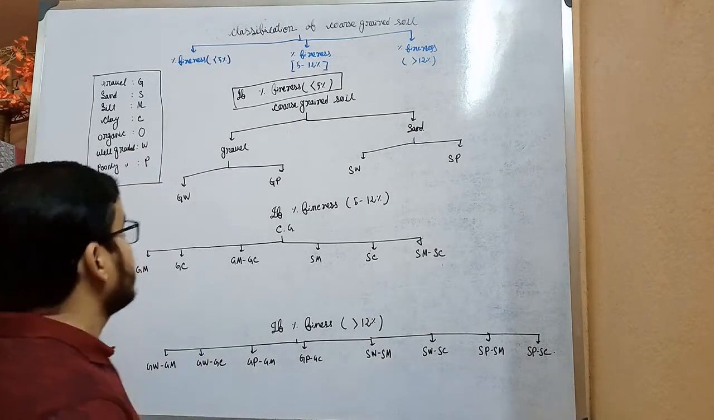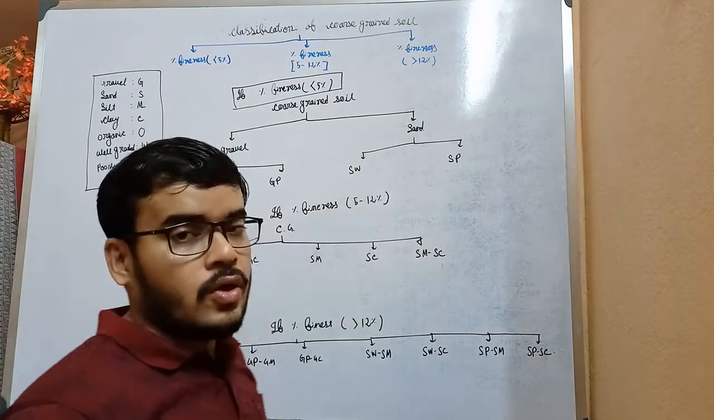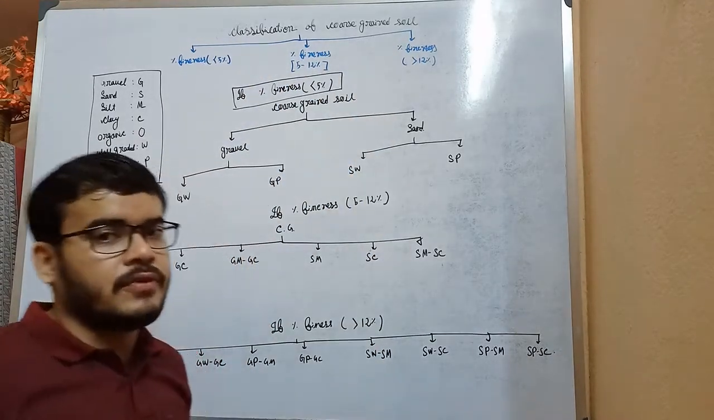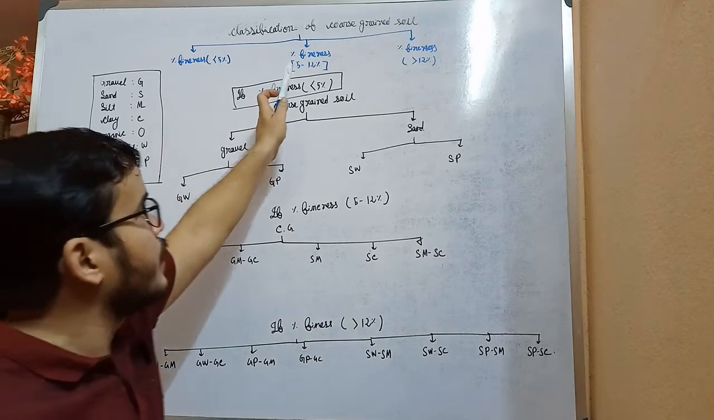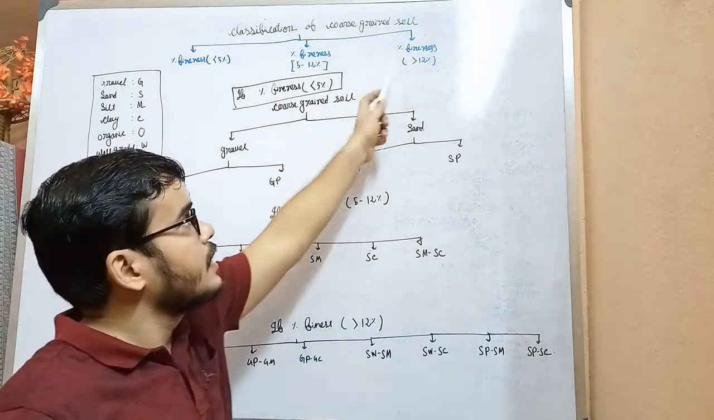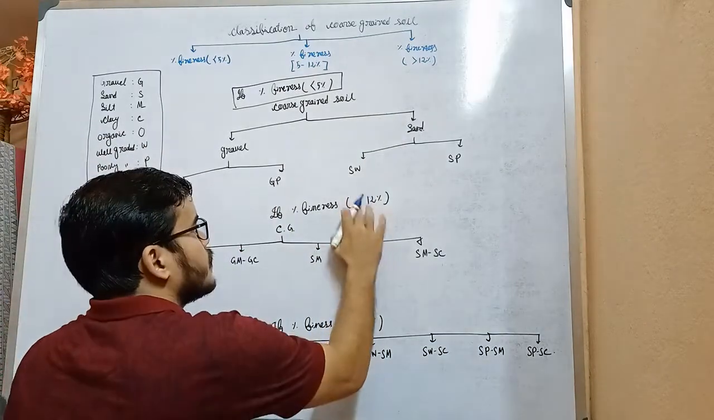Now, classification of coarse grained soil. Classification of coarse grained soil on the basis of its fineness: if fineness is less than 5%, if fineness is 5 to 12%, if more than 12%. Okay.